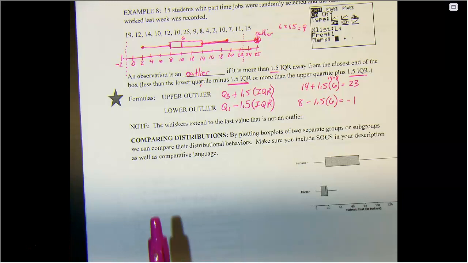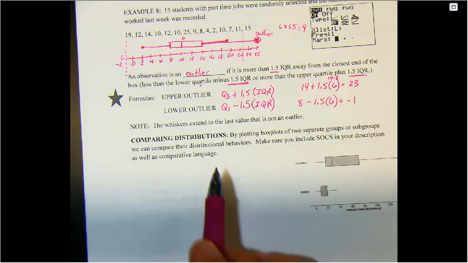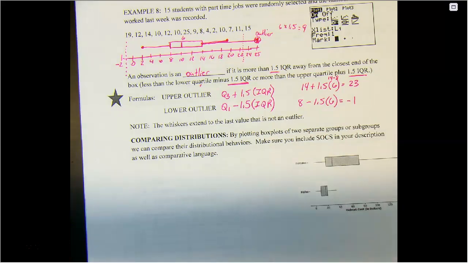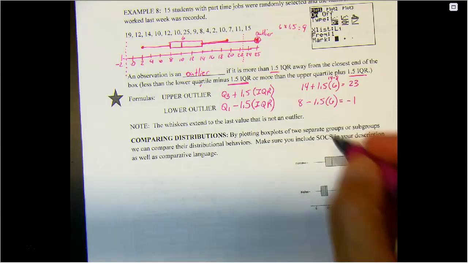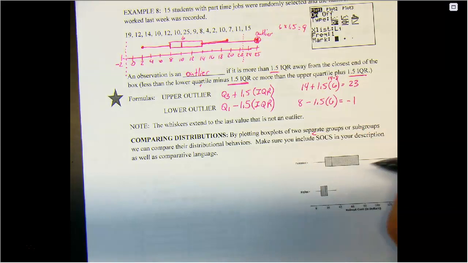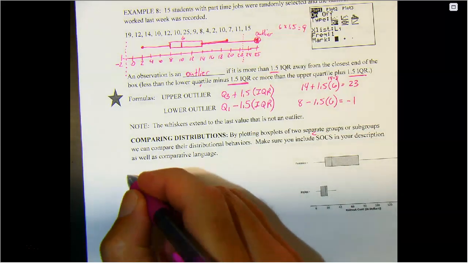All right, we're going to compare distributions again. By plotting box plots of 2 separate groups or subgroups, we can compare their distributional behaviors. Make sure you use your CSOCs in your description as well as comparative language.